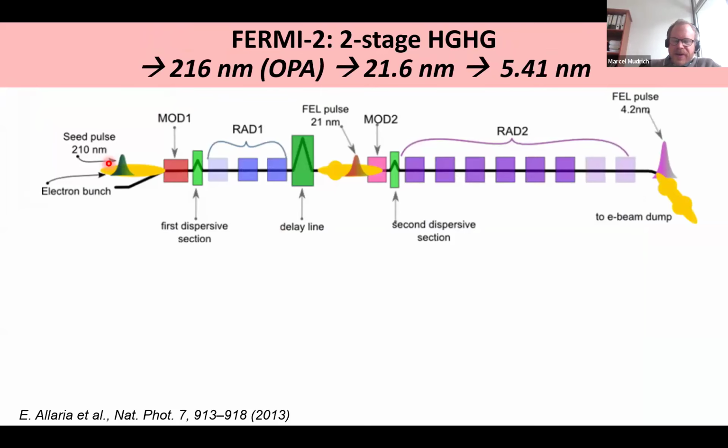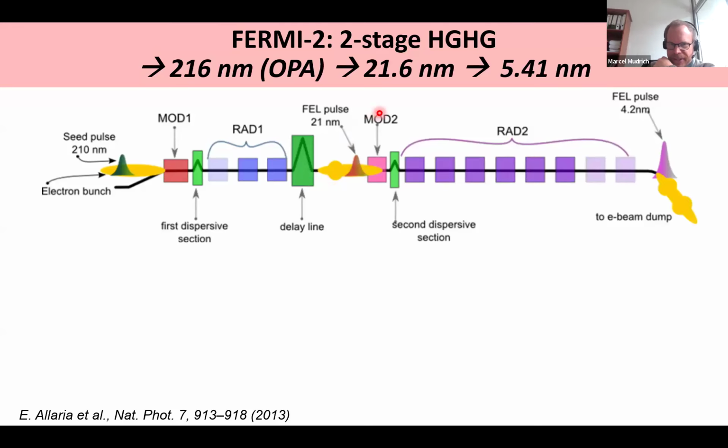And this technique can be applied even in a cascaded way, meaning that we start out with a seed laser pulse, have a modulator, a first radiator to get into the 10th harmonic, from 210 nanometer to 21 nanometer, and then use the FEL output on the high harmonic to inject into a second radiator, which is again tuned to a higher harmonic of the first FEL.